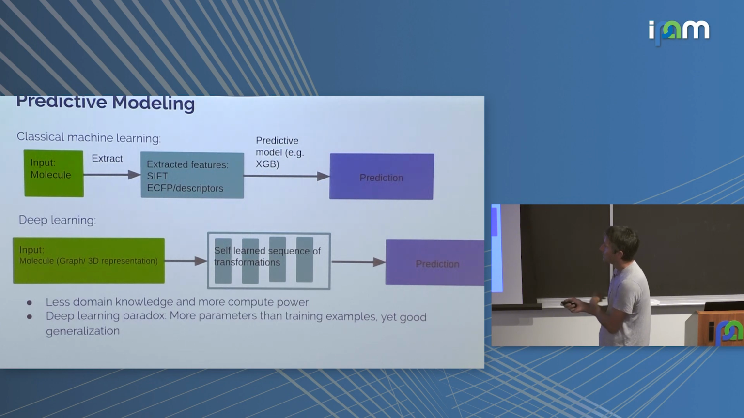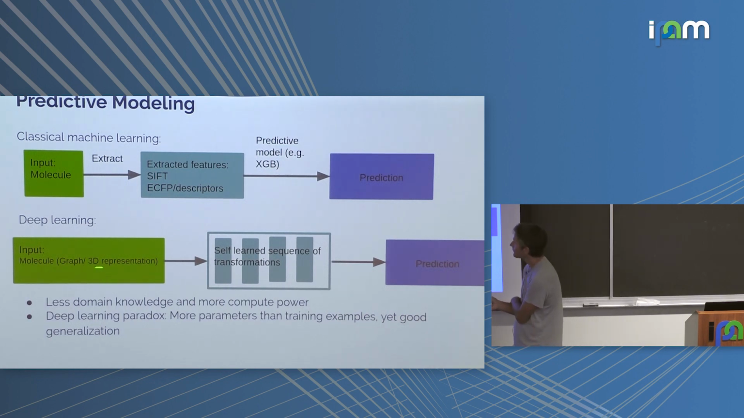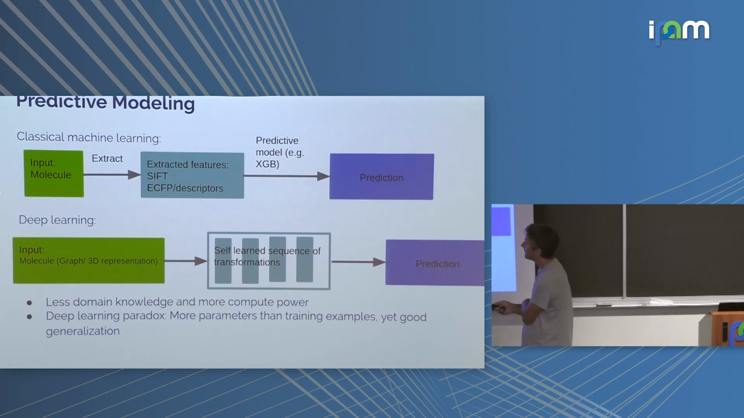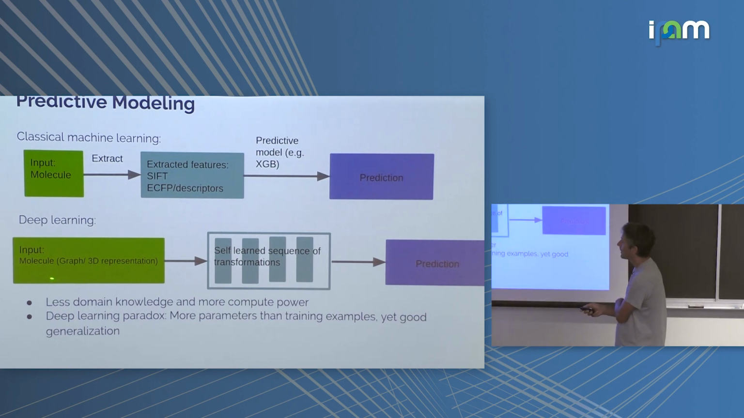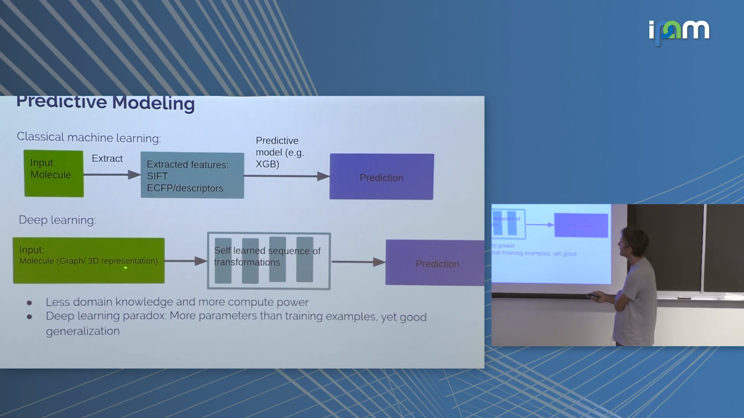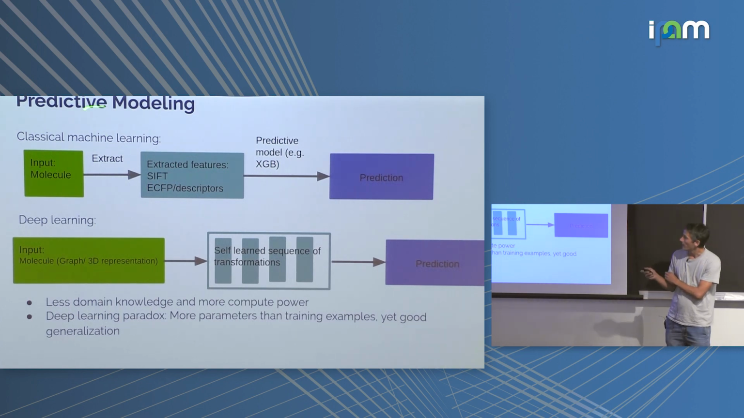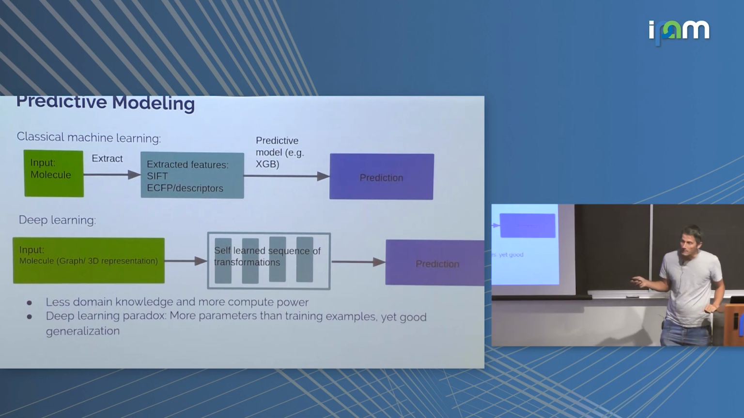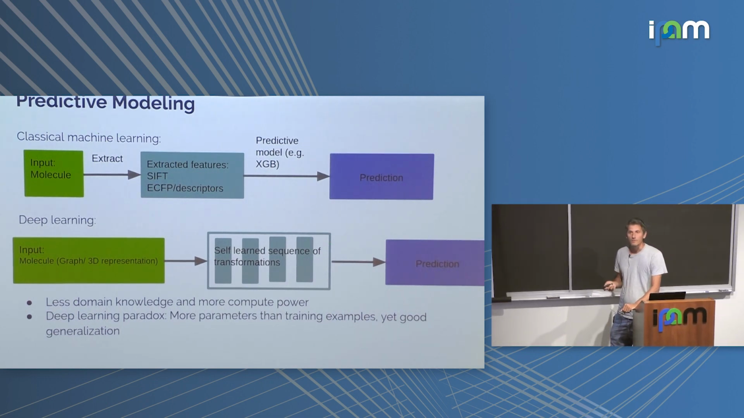And in the deep learning wave of applications, you more or less eliminate this part. You have a molecule, you can have a graph or 3D representation, so some sort of representation, and then you try to learn the transformation that gets you to the prediction. In theory, there is less domain knowledge this way and more compute power. We've been working a little bit in both, and I'll show you what conclusion we can extract so far.